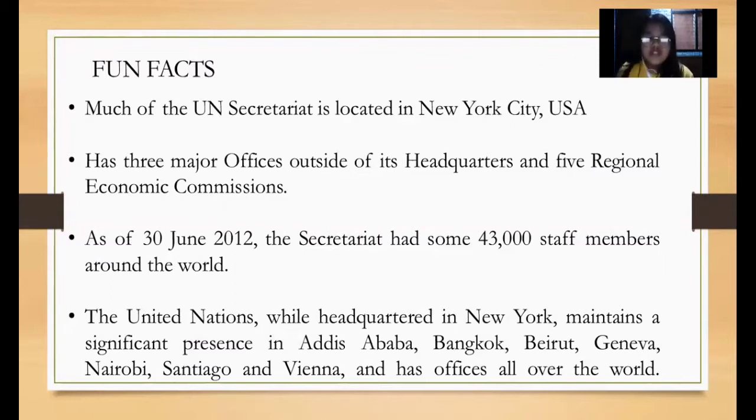As of June 30, 2012, the Secretariat had some 43,000 staff members around the world, and also the United Nations, while headquartered in New York, maintains a significant presence in Addis Ababa, Bangkok, Beirut, Geneva, Nairobi, Santiago, and Vienna, and has offices all over the world.